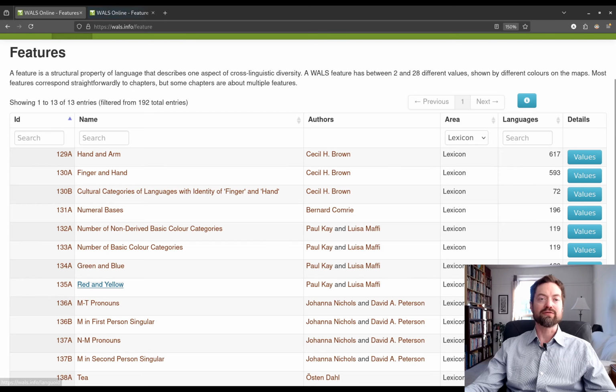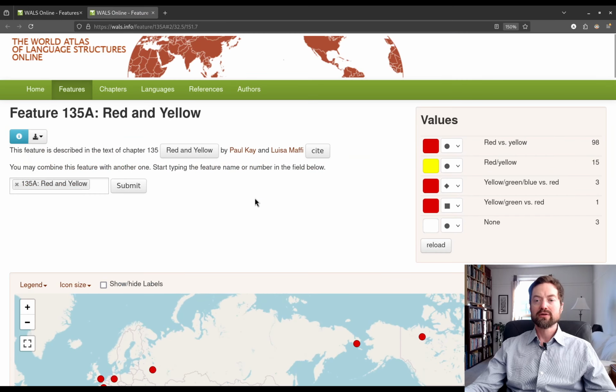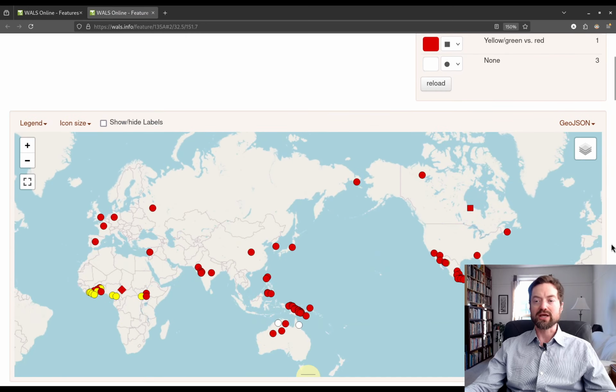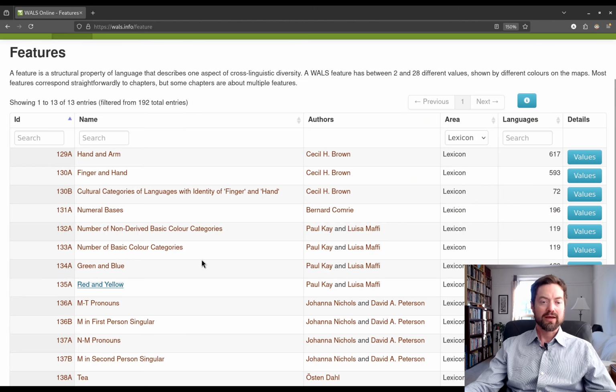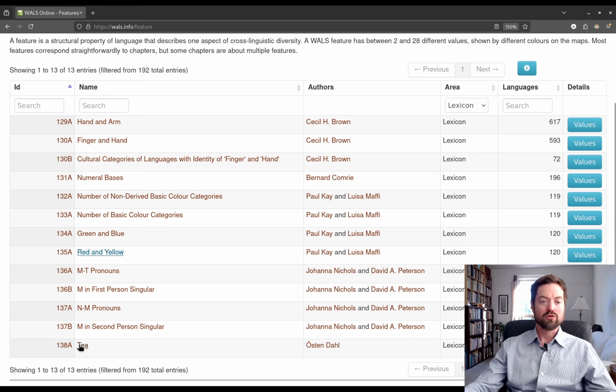Now, I haven't heard of this one: red and yellow having the same word. That's quite striking. You can see that this is much less popular, but it is found in a lot of West Africa and a few spots in South America. Interesting.